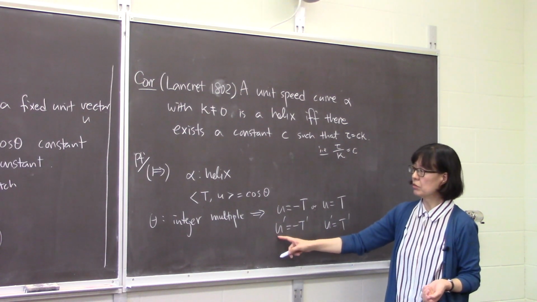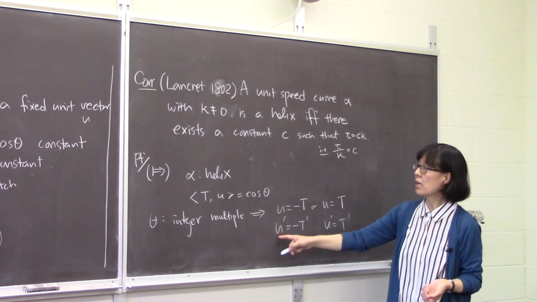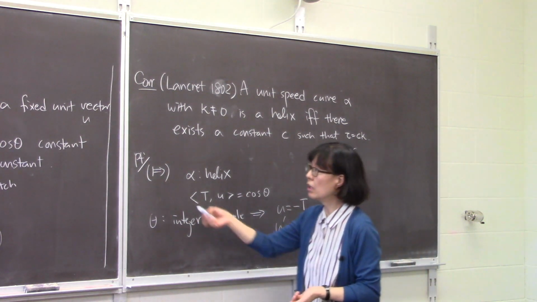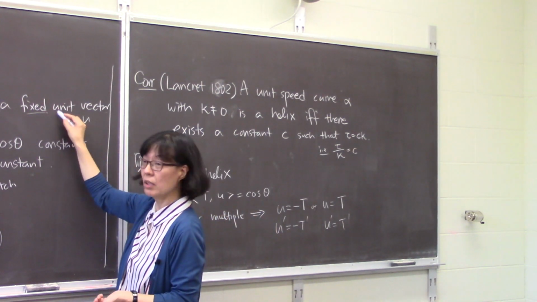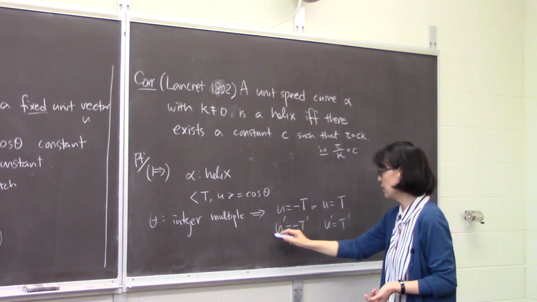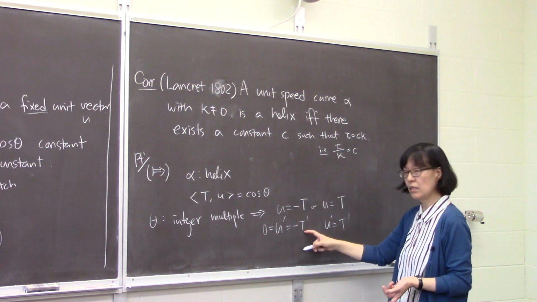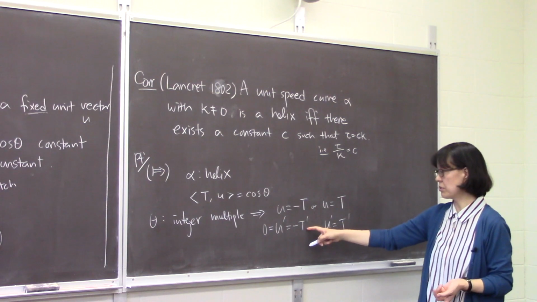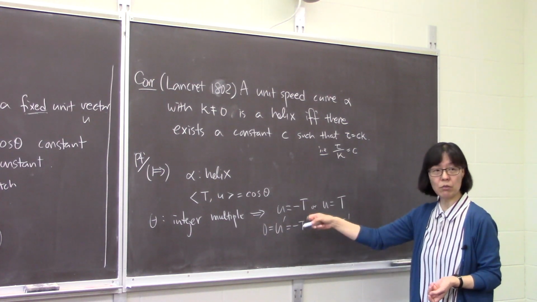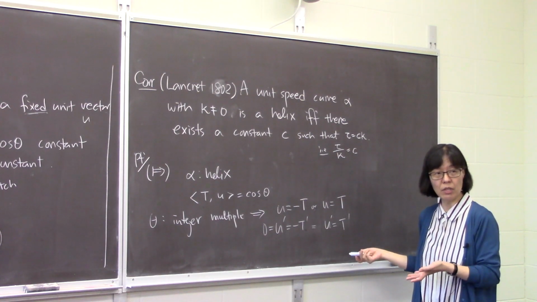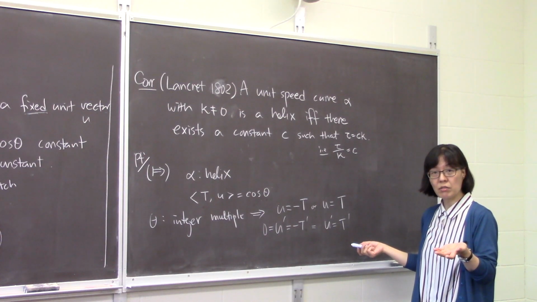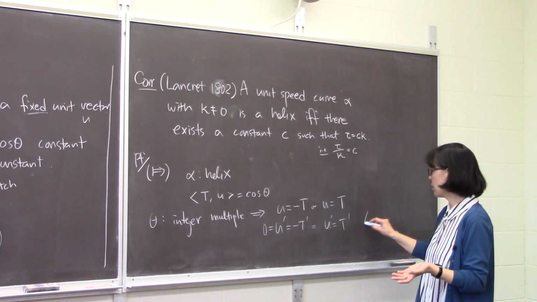But what is u? According to the definition of a helix, u is fixed, which means constant, right? So t prime is 0, either case, either that or that. We got t prime equals 0. If t prime equals 0, then what is the curvature? 0, right? So it's a contradiction.